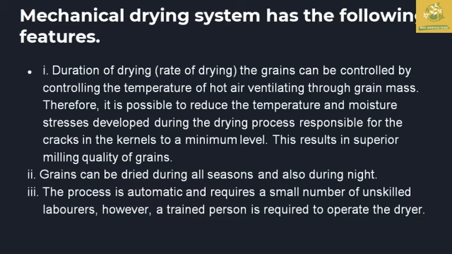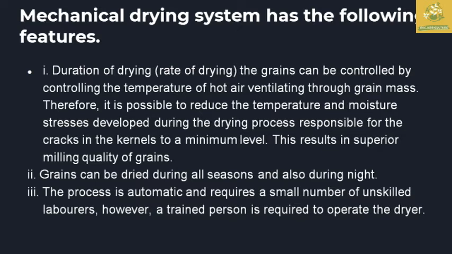These are the features of mechanical drying. The first one is the rate of drying, which can be controlled with the temperature of the hot air and grain mass. It is possible to reduce the temperature as well as moisture stress during the process, so cracking of kernels during the milling process is reduced, and superior milling quality of grains is produced in the mechanical drying process. The grains can be dried all over the season, even during nights, because the energy is artificial.